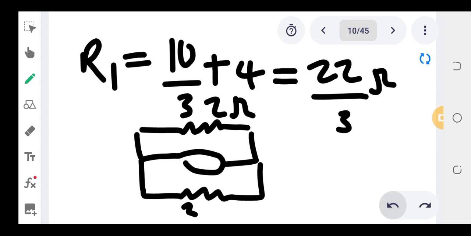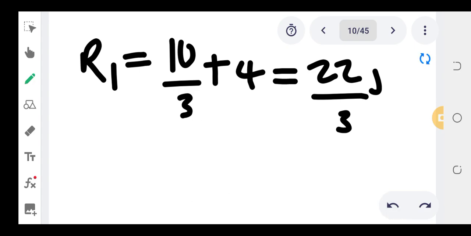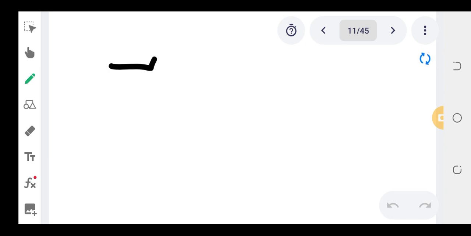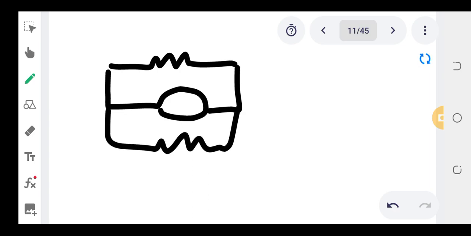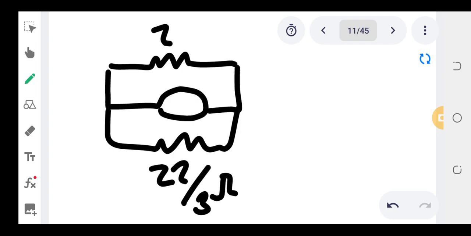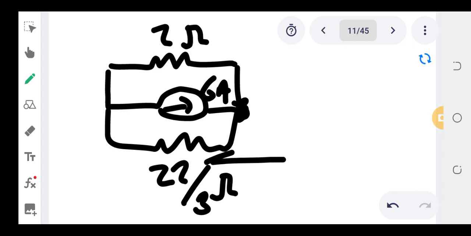Let me withdraw it from this part so that it is visible. So we have got this. Here we have got 22 over 3. Then here we have got the 2 ohms. Then here we have got the 6 amp source. In this case, we can use the current divider to know the current that is going through this, and the current that is going through this.